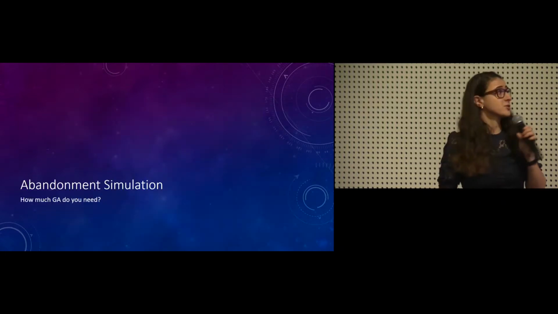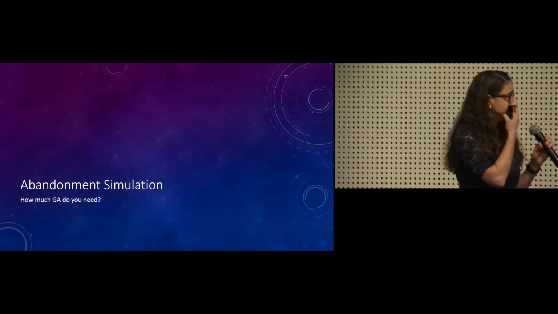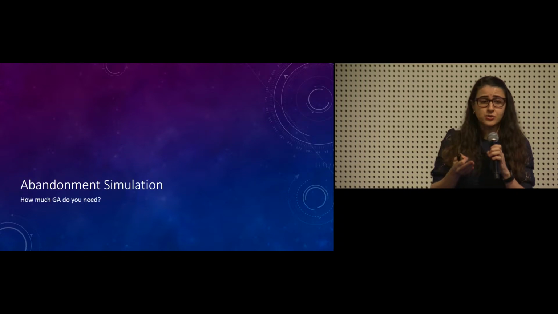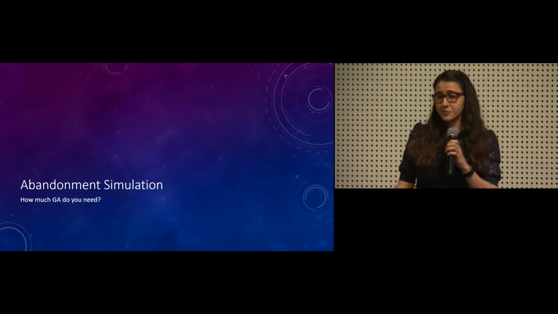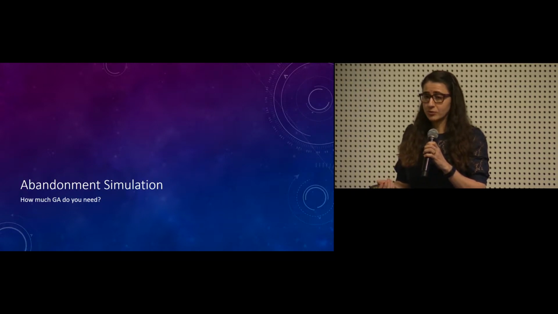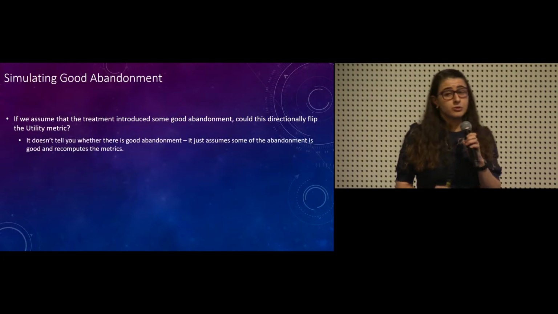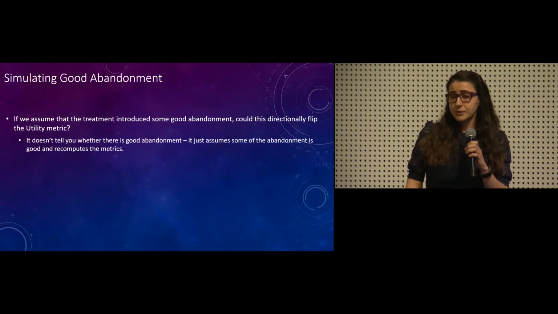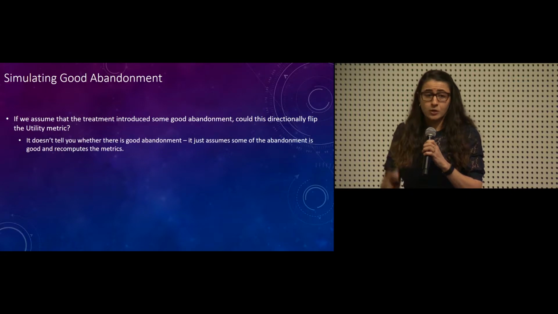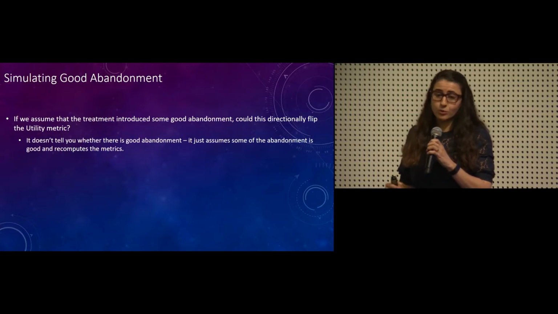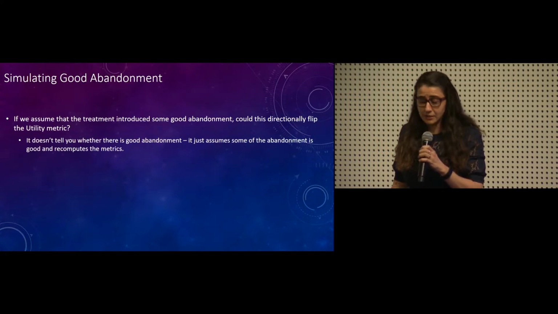Cool. So let's get started with the first solution we had, which is what we call the abandonment simulation. What this tries to measure is how much good abandonment you need to add in your A/B experiment for your success metrics to make a difference. So if we assume that the treatment introduced some good abandonment, would that make the utility metric positive or not? Note that this is a simulation, so it doesn't tell you whether you have good abandonment or not. It just makes assumptions on how much good abandonment you have.